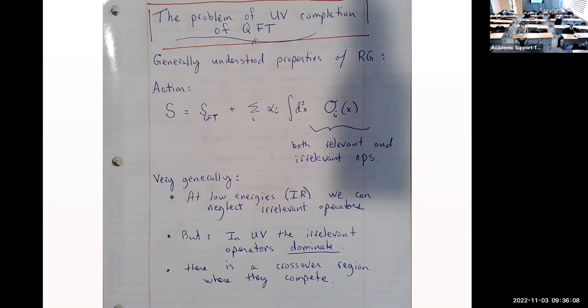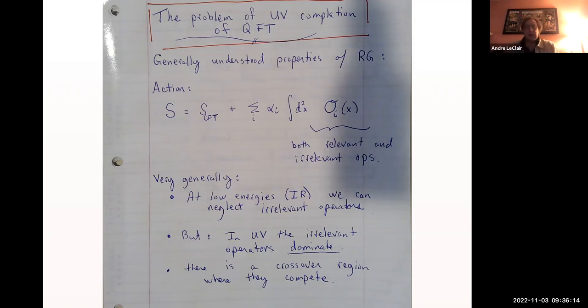Some of these are very simple. They might be just mass terms, which would be a relevant operator, but they could also be irrelevant operators. So at the beginning, I'm going to assume that there's potentially both, like in the real world, where you do have both. Now, some very general statements: at very low energies, we neglect the irrelevant operators.